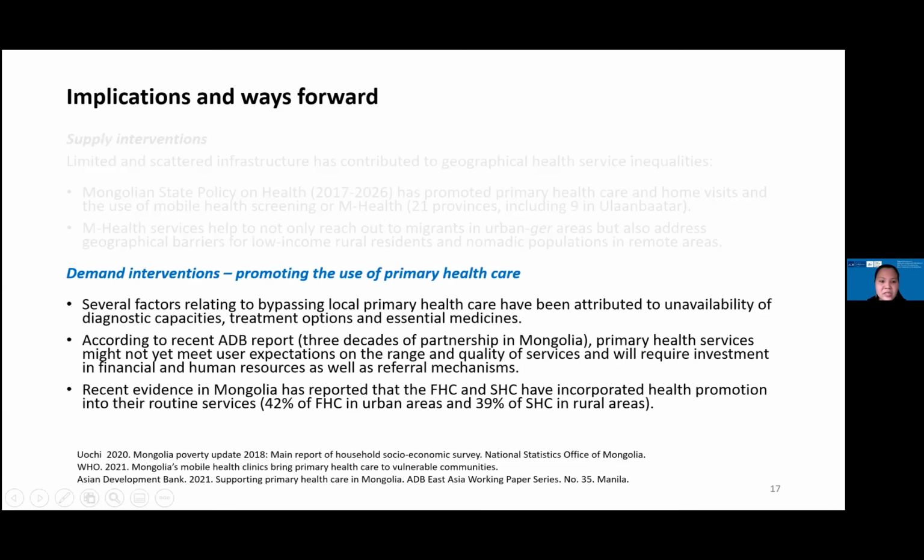Demand intervention is to promote the use of primary health care, especially for non-communicable diseases. According to a recent ADB report, the primary health service might not meet the expectation of the user yet, but expanding the range and quality of services and also referral mechanisms could help to promote this. At this stage, recent evidence has shown that the family health centers and some health centers already incorporate some health promotion in their routine services.